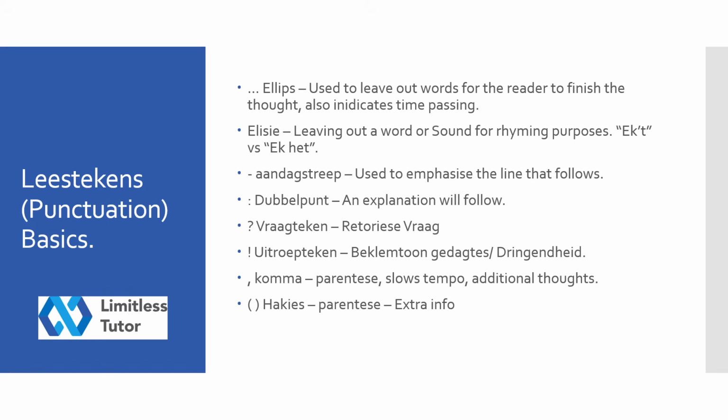Okay, leestekens. So this is some punctuation basics, just stuff that we see often and that we use. So ... is an ellipse. Okay, it's used to leave out words for the reader to finish the thought, and it also indicates time passing. Elisie is leaving out a word or a sound for rhyming purposes. So instead of saying ek het, we'd say act. Okay, we might do it just to make it a shorter read for us.